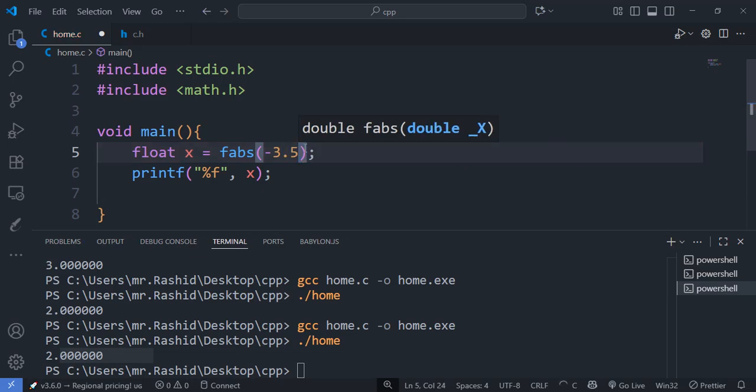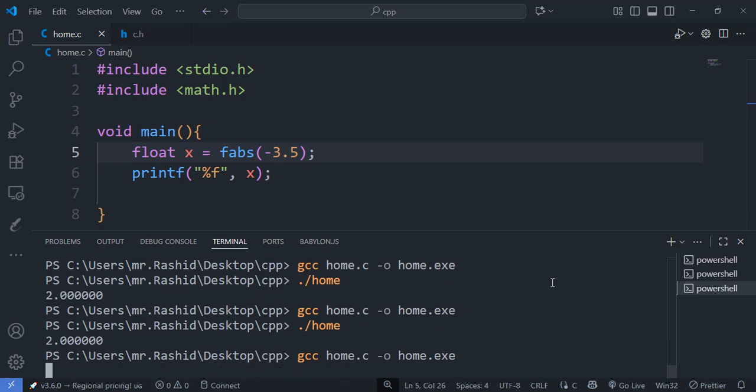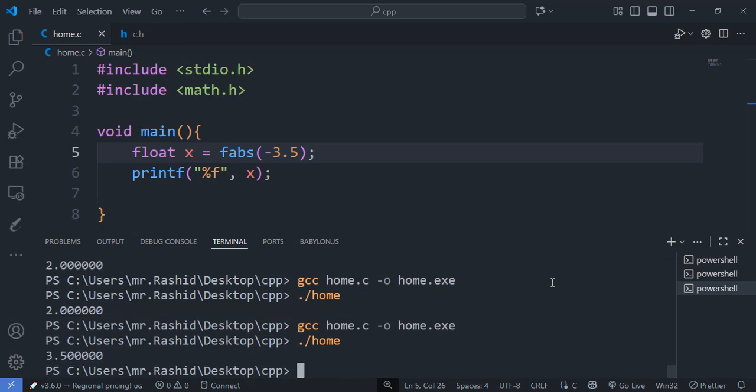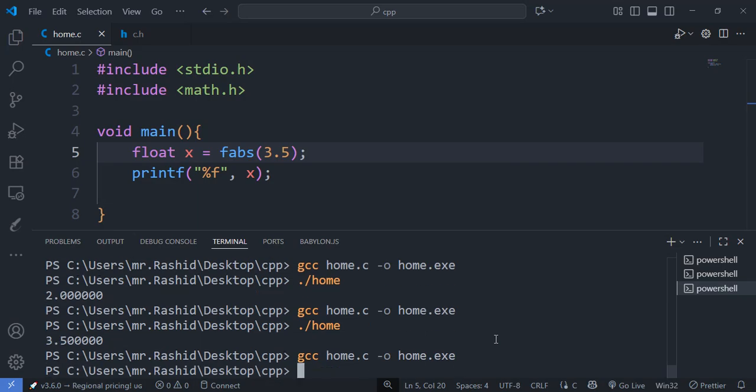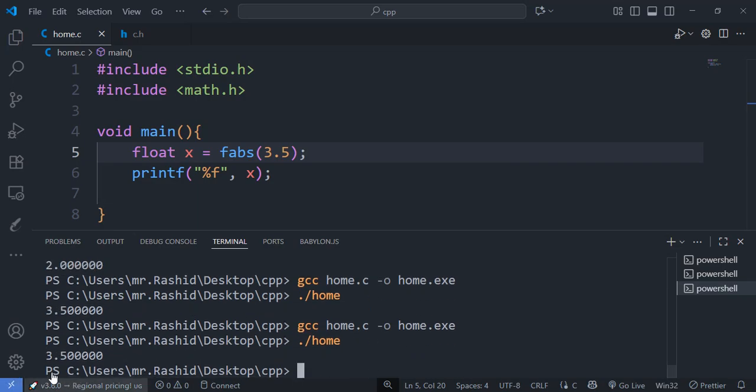Let us provide a negative. I've not used negatives ever since I started this lesson. Let us try to use that one, then compile and run. As you can see, we get 3.5, but not negative. Let's remove that negative, compile, and run. As you can see, we get the same. So it gets us the absolute value of the floating number.